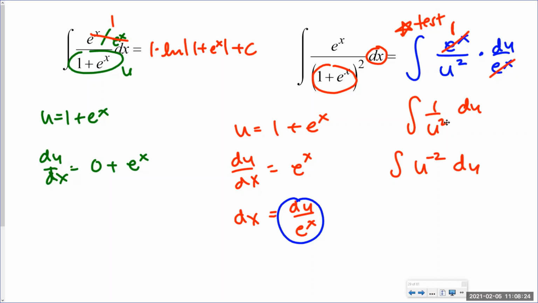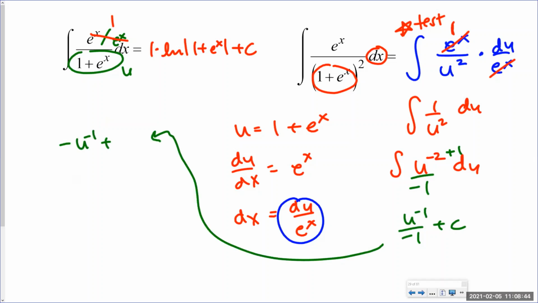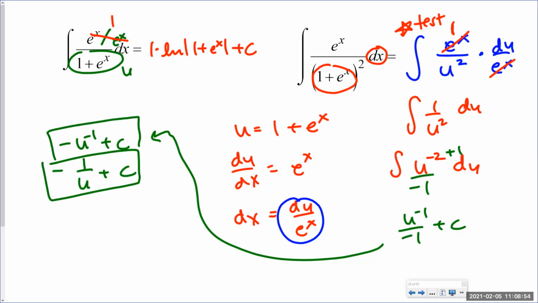Guys, this is not the same as 1 over u du. That's on your formula sheet, but 1 over u squared is not on your formula sheet. And so I'm going to add 1, divide by -1, so I get u to the -1 over -1 plus c. But that's the same thing, let me move this over here, as negative u to the -1 plus c. But that's the same thing as -1 over u plus c, okay? And that is a great answer. Actually, this is a great answer too, okay? They're just wrong answers. What is my u in this problem?